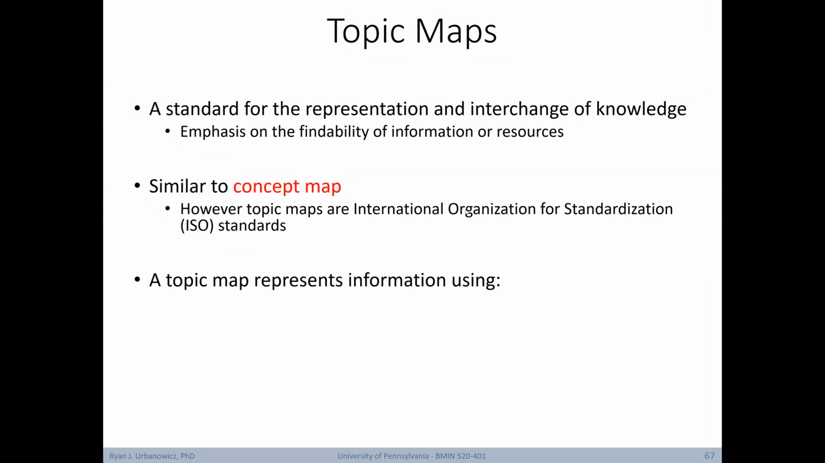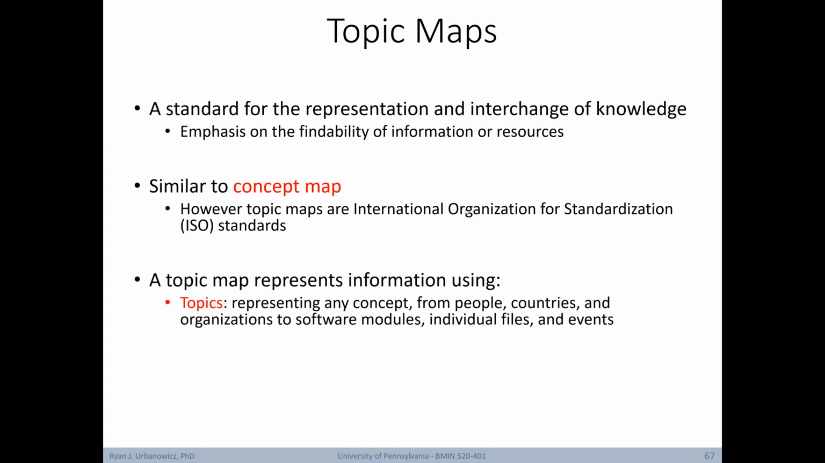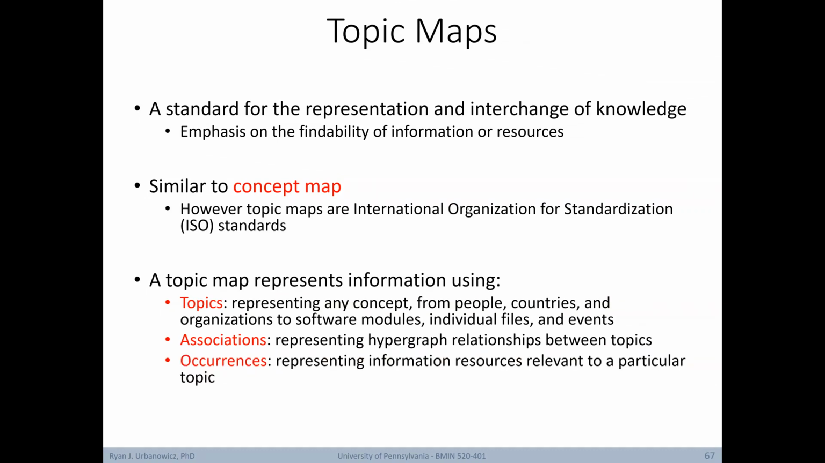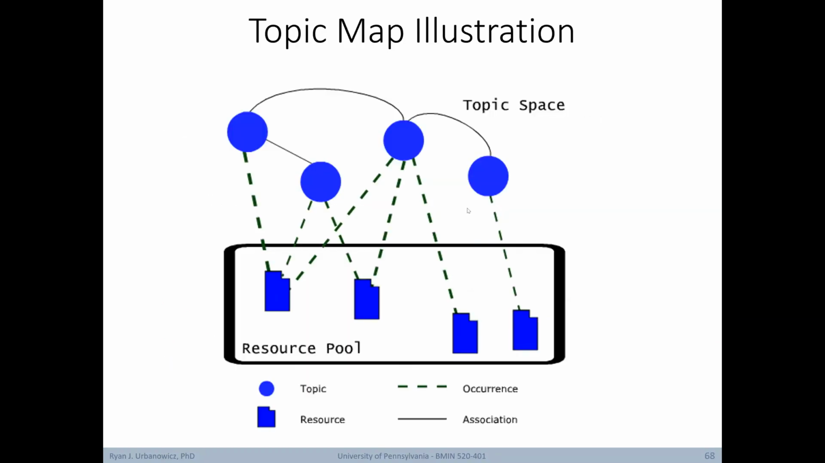A topic map represents information using topics, which can represent any concept from people, countries, and organizations to software modules, individual files, and events. Topic maps also use associations, which represent hypergraph relationships between topics. They also use occurrences, which represent information resources relevant to a particular topic. Here's a simple illustration of a topic map. Here we have topics connected by associations with these lines, occurrences represented with dotted lines, and specific resources we might be trying to find within this resource pool.